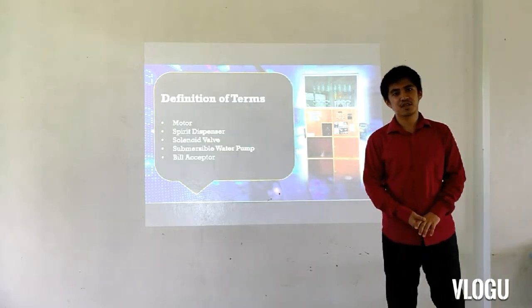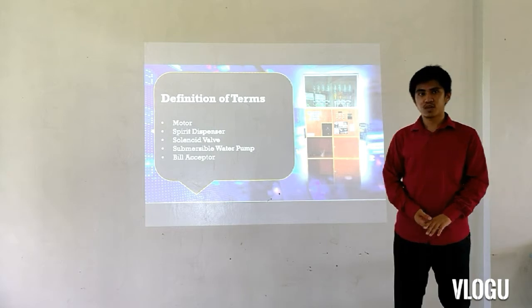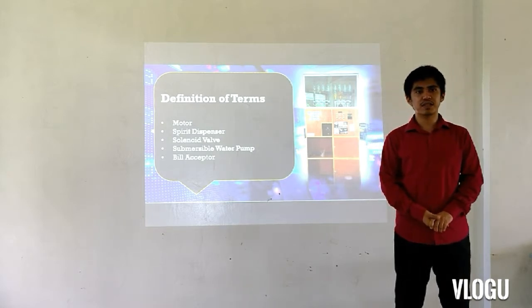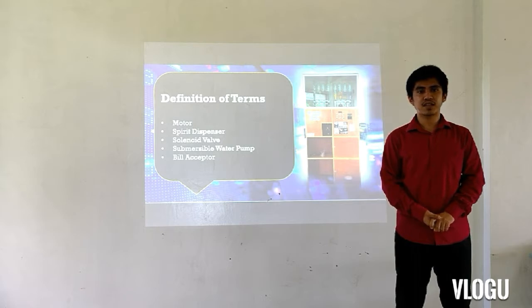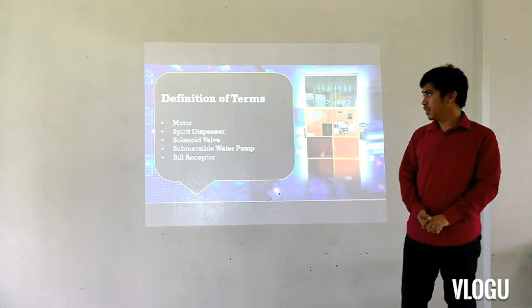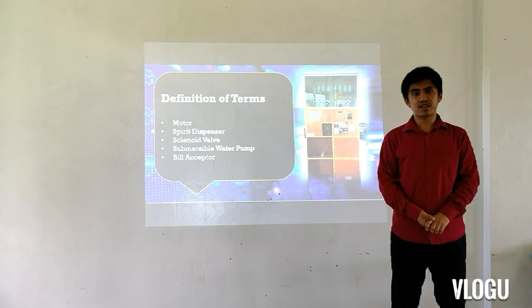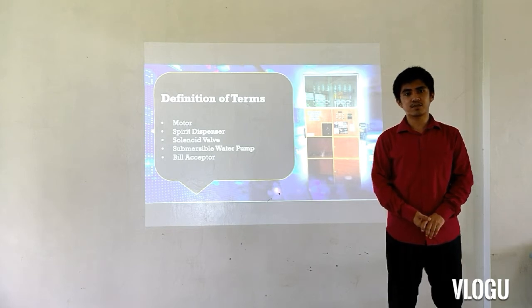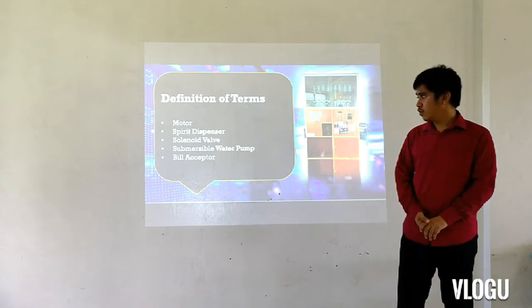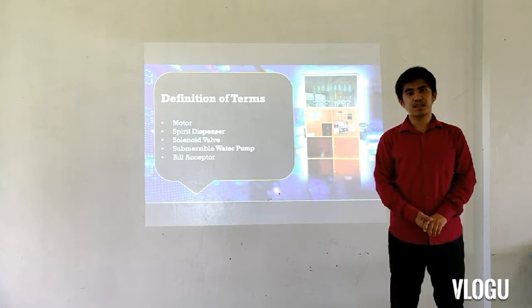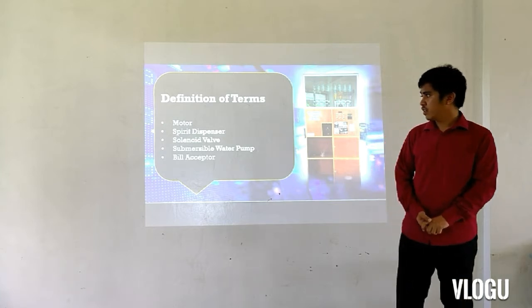These are the definition of terms. First is the motor, which the researchers use as the backbone of the machine, and this helps to run some electrical components to make them functional. Next is the spirit dispenser. This tool holds the cocktail batters and dispenses the cocktail drinks to the glass with its corresponding amount. Also the solenoid valve. This tool controls the flow of the liquid in the machine.